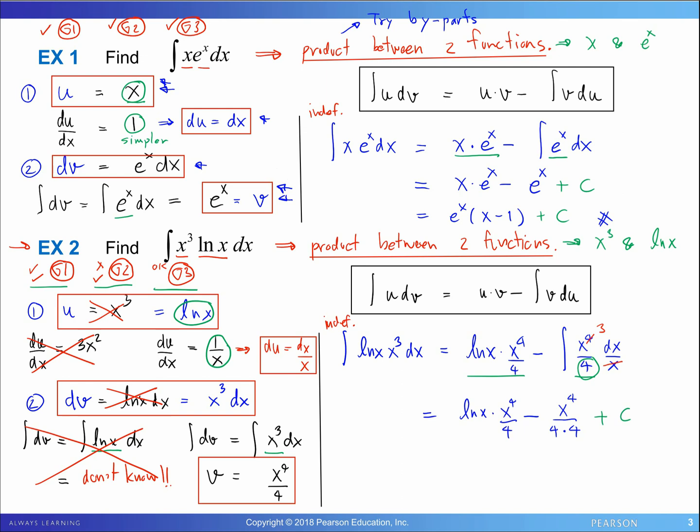Now let's make it look nicer. Equal to the common term at the front, x to the fourth divided by 4. Inside the parentheses we have ln x minus 1 over 4. And we have plus constant c at the end. And that is the answer for example number 2. Let's move on to the next slide.